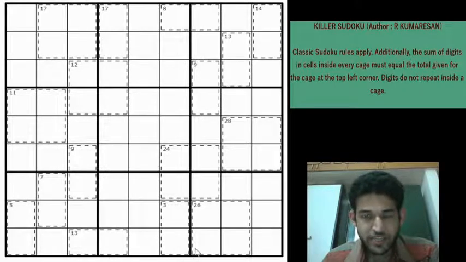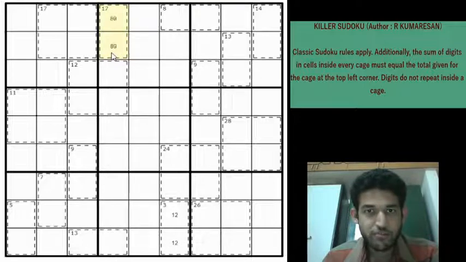So we have a 3 cage here. Now a 3 cage with 2 cells can be filled only in 2 ways, which is 1 and 2 or 2 and 1. And we also have a 17 cage here, and now a 17 cage can only be filled by using 8 and 9.